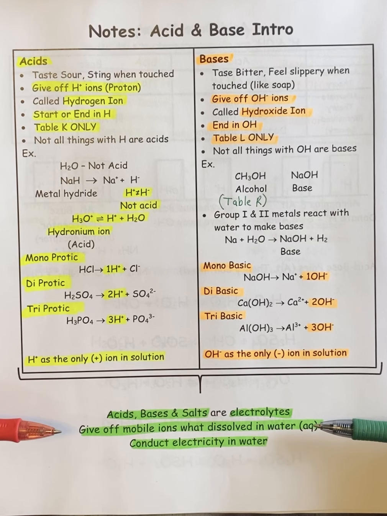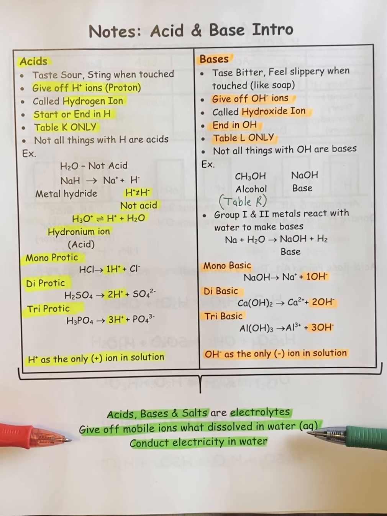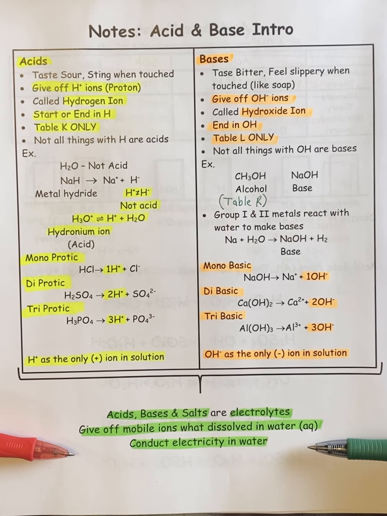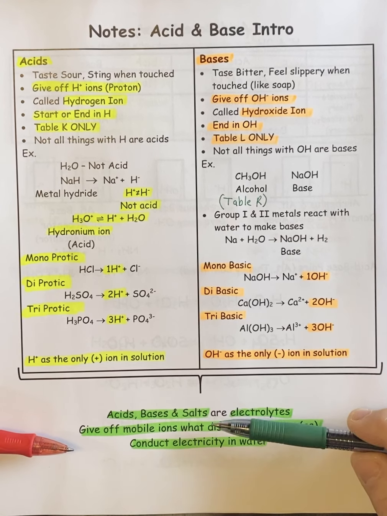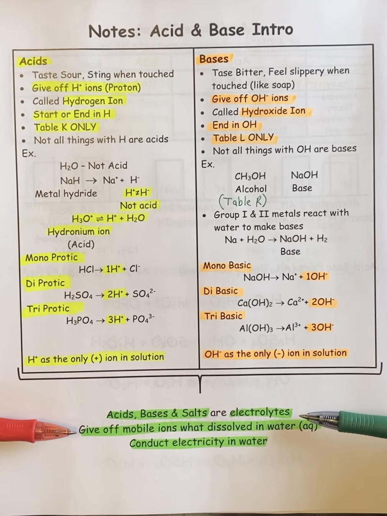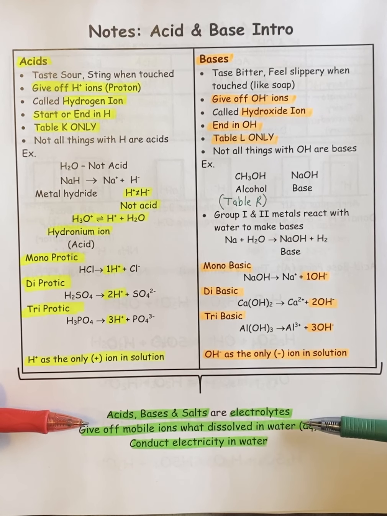So an electrolyte is anything that gives off mobile ions when dissolved in water, therefore it can conduct electricity. Up until now, we've said salts or ionic compounds are electrolytes. Salt is another name for ionic. We are going to add acids and bases to that list because they have that in common.